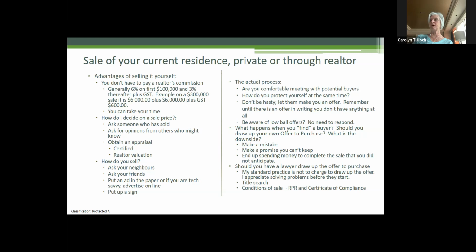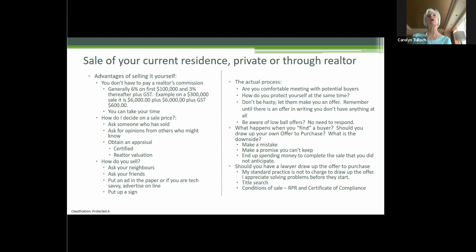If you're going to have people come into your home, you have to make sure that you protect yourself. You have to make sure that you have somebody there with you. Remember that talk is cheap. Don't be hasty. You don't need to say what you're selling for. You can ask people to make you an offer. Remember, until they've made an offer in writing, you really have nothing at all.